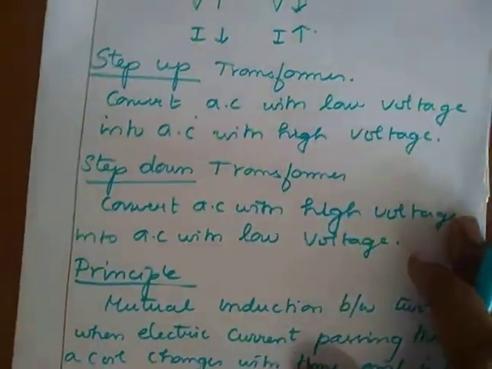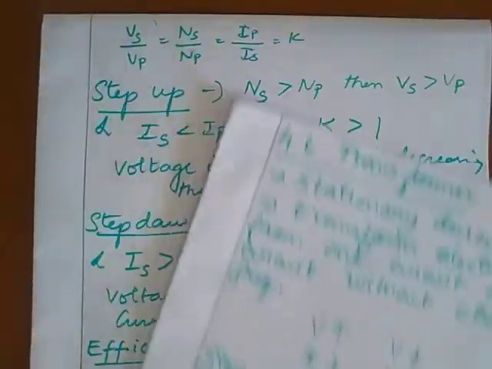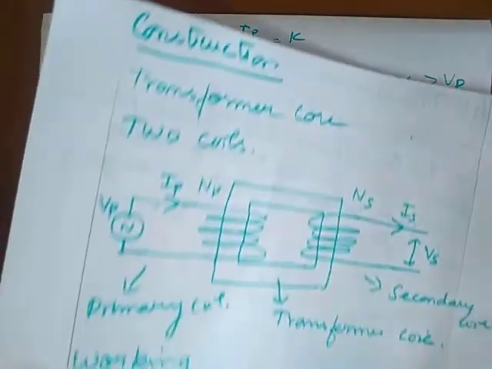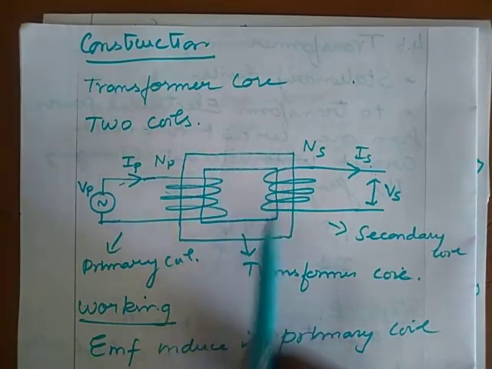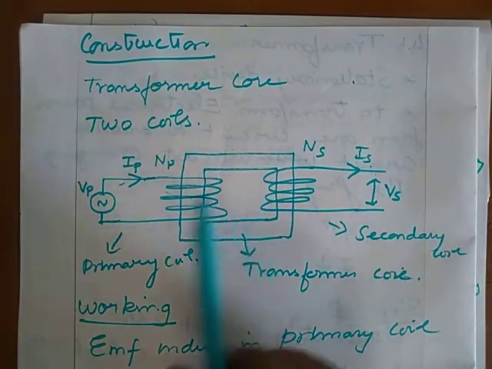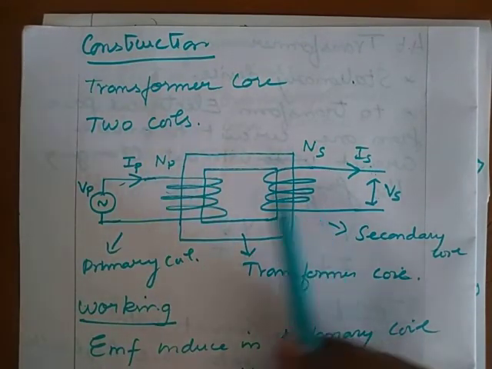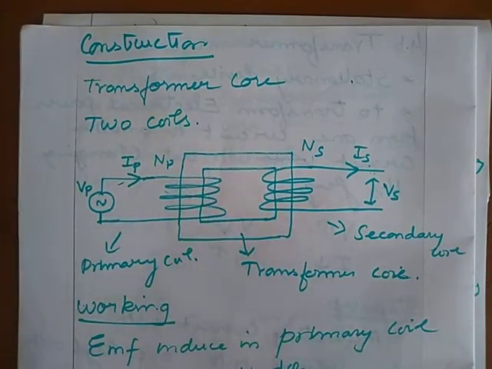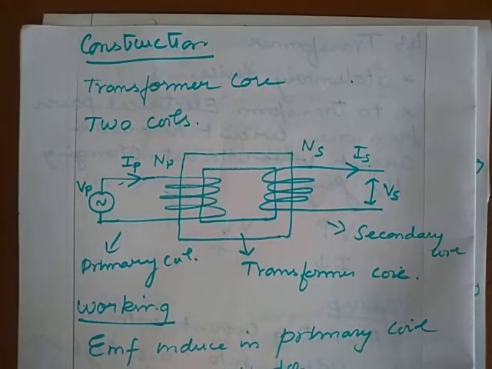Then, the principle of a transformer is mutual induction between the two coils. We know about mutual induction. Then construction. Construction wise, a transformer is a simple one. It consists of two major parts, the transformer core and two coils. This transformer core is a laminated one, and the two coils are electrically insulated, but they are magnetically linked with the transformer core. Then it is placed in a container that is filled with cooling material, that means oil.